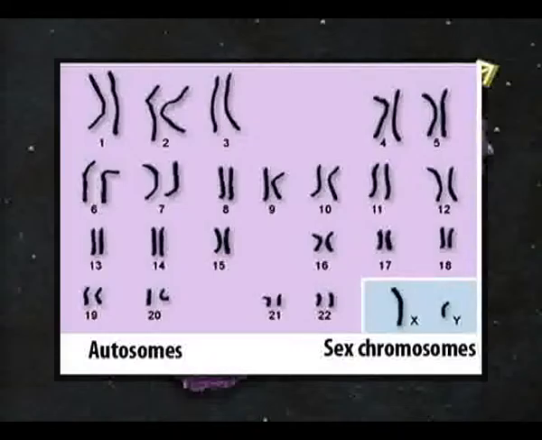Types of chromosomes. Two types of chromosomes were recognized. Number one, autosomes, and number two, sex chromosomes. Now, what are autosomes and sex chromosomes?